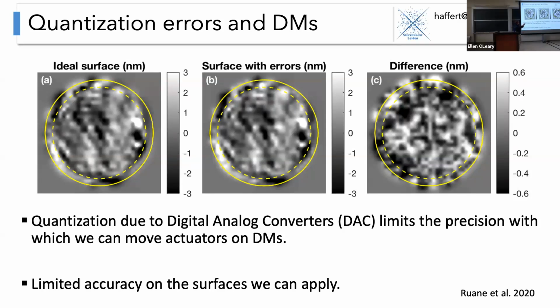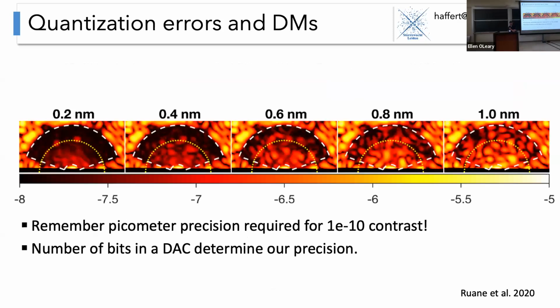So here you can see on the left the ideal surface that we want. In the middle, we have the surface with the errors, and on the right, you have the difference. And you can see that the difference is actually on the order of a tenth of a nanometer in this case of the DM. So is that important? Well, we just told ourselves that we need to have picometer precision. So yes, it is important.